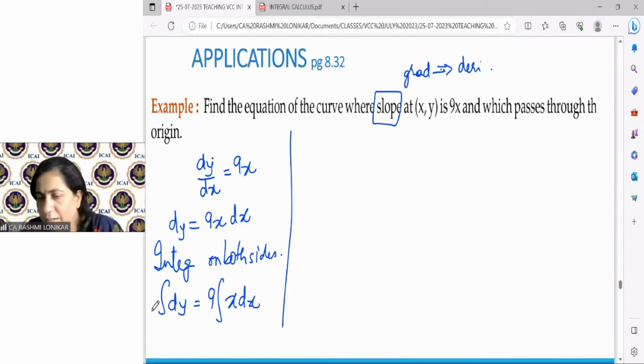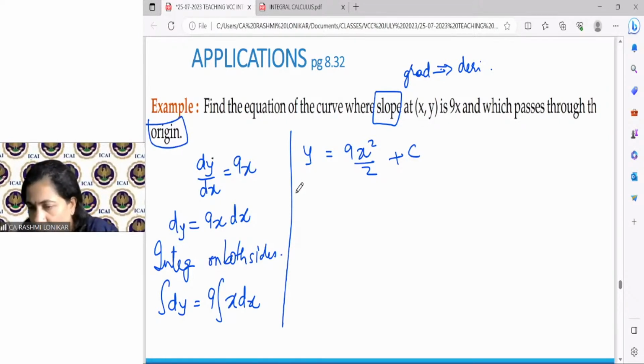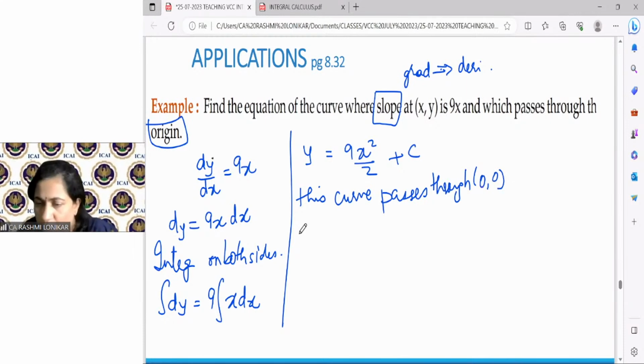So what do I have? Integral dy will be y. What will this be? It is going to be 9x squared upon 2 plus C. Now, which passes through the origin? This is a very good hint. So this curve passes through 0, 0. The origin coordinates are 0, 0. So you will have 0 equal to 9 into 0 plus C. What does it imply? C is equal to 0.